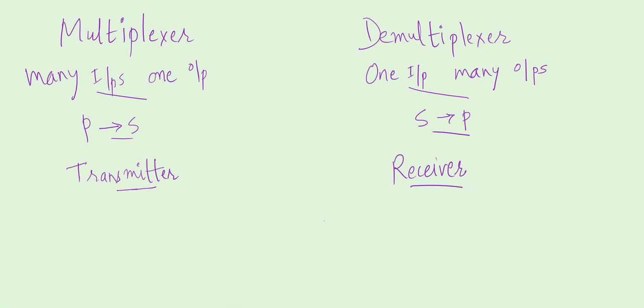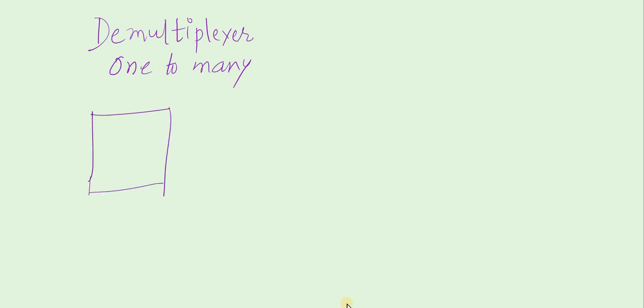Now let us see what is demultiplexer. Demultiplexer is one to many. That is one input and many outputs. So if we draw a block diagram of demultiplexer, then it will be one to any demultiplexer. It has only one input. Let us call this input as D input. And the outputs can be multiple. So suppose Y0, Y1 up to Yn are the outputs.